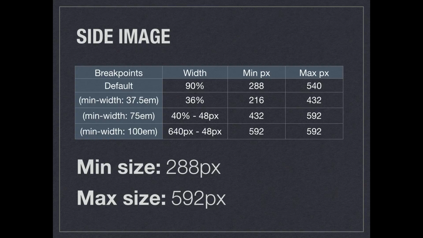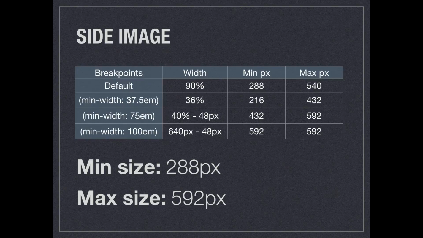So just to go over this again with the side image, by default, here are our width rules. It's just a matter of going through and doing some multiplication, and you can set up some Excel rules to do the math for you, which I often do. So I need 90% of 320 pixels, the minimum, and that comes to 288. Then I need 90% of the next breakpoint. That comes out to 540 pixels.